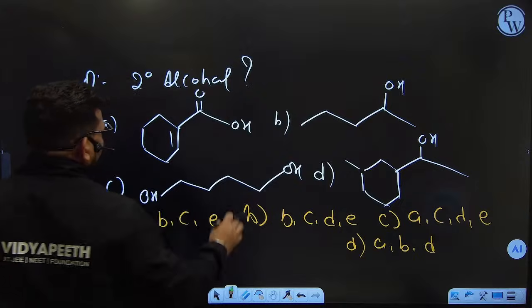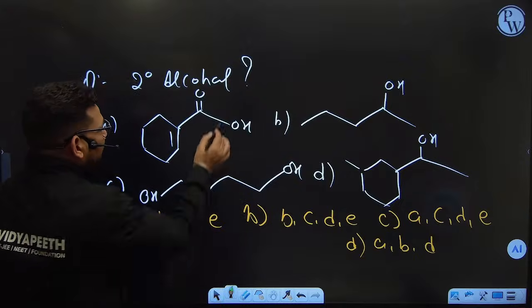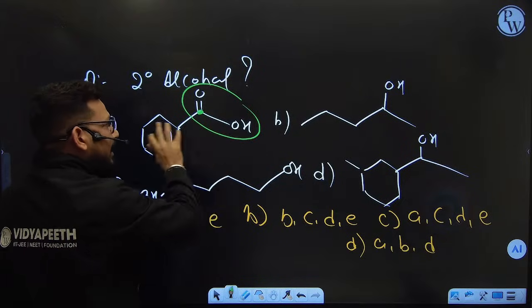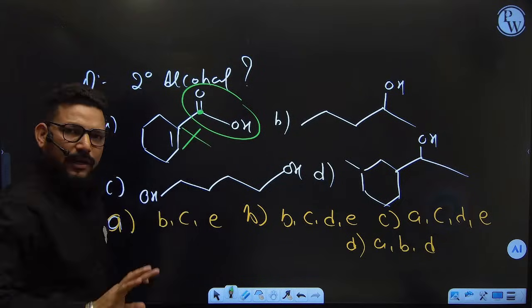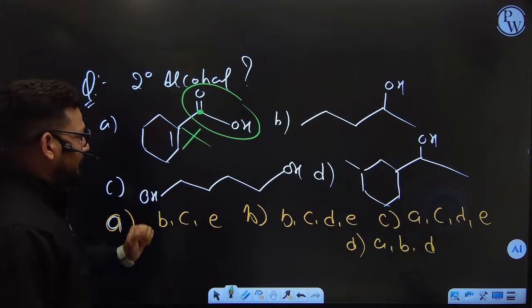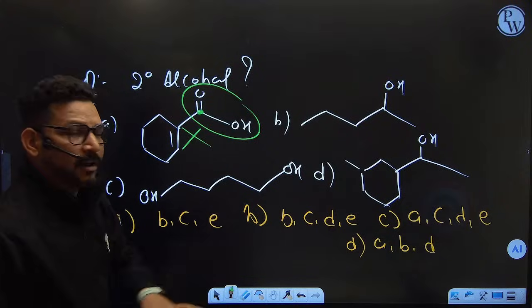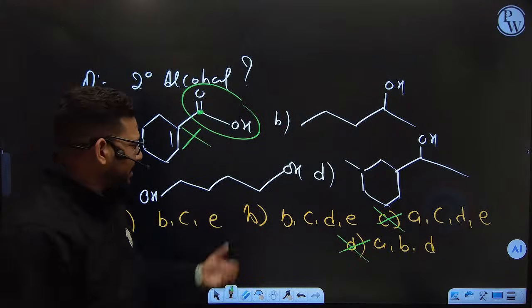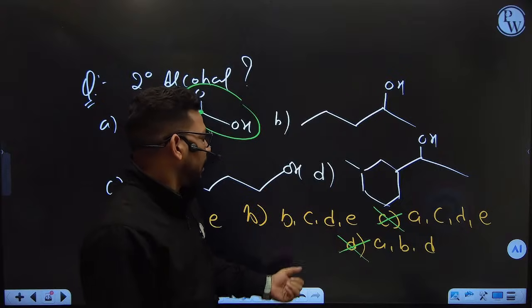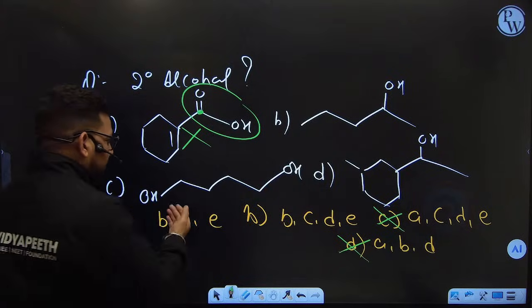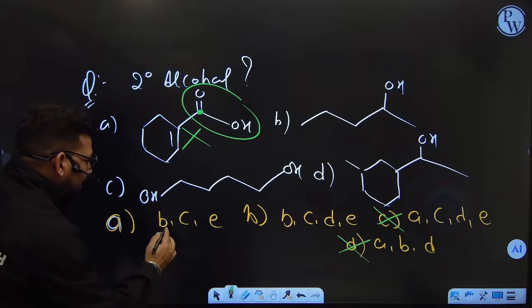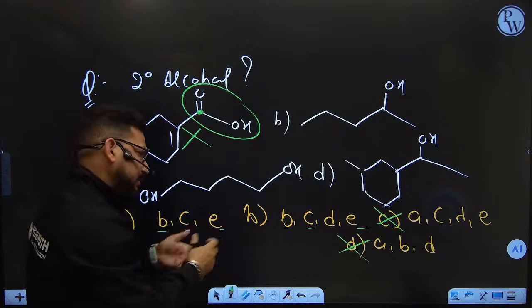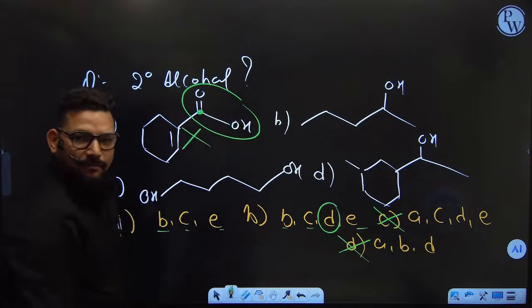You need to identify the 2nd-degree alcohol. You know this group is COOH. This is an acid. There is no alcohol. It is out, so A should not be in our option. So option A automatically cancels out. This is a kind of elimination process. Now I have to work on the two options BCE and BCD. BCE is common, so we have to check only D.